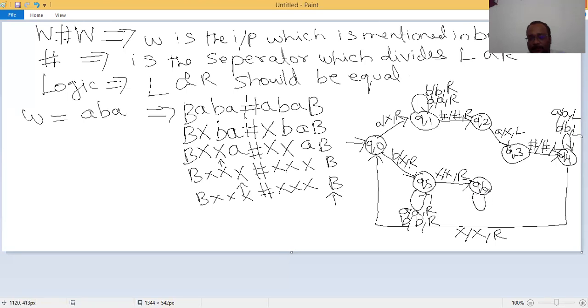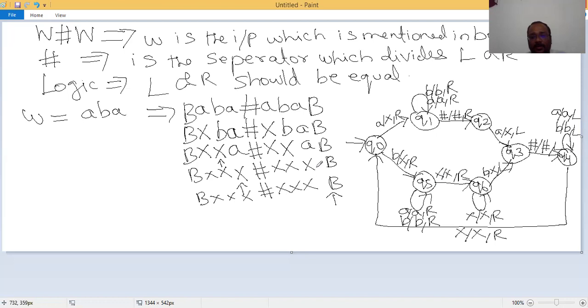So just make it as a loop. X is mentioned as X and moving to the right hand side. You are having B. Now this B is crossed with X and moving to the left hand side.